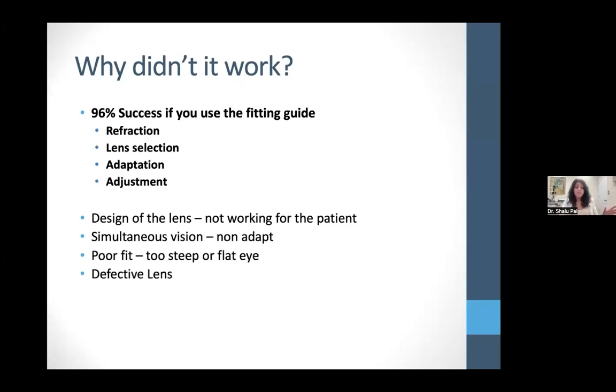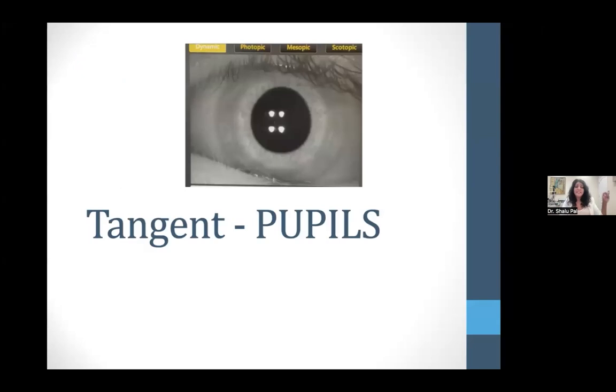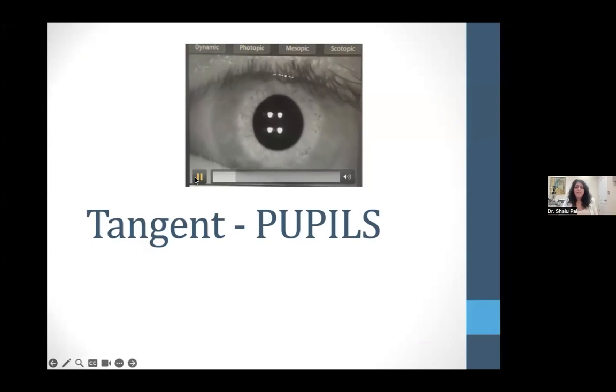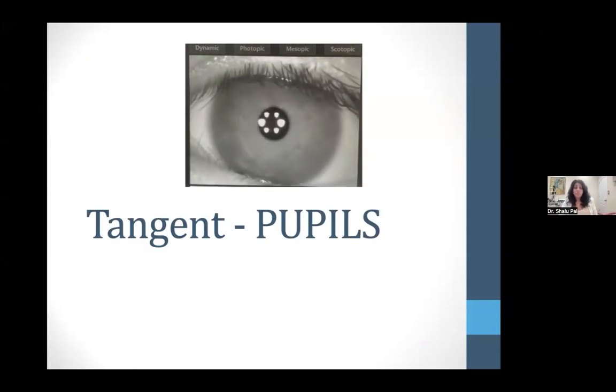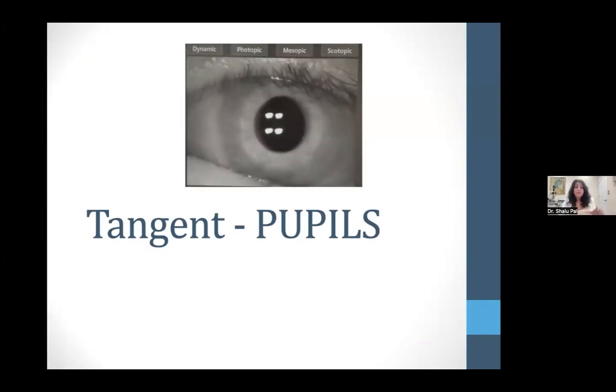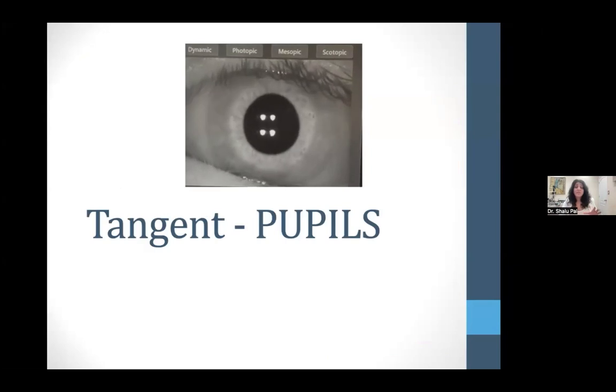Maybe it's just a poor fit. Maybe you have a defective lens. Maybe there's residual astigmatism. Maybe pupils are an issue. Let's take a tangent and talk about pupils for a moment here. This is one of the devices I have in the office that helps me measure pupils. But pupils are really, really important in this conversation.